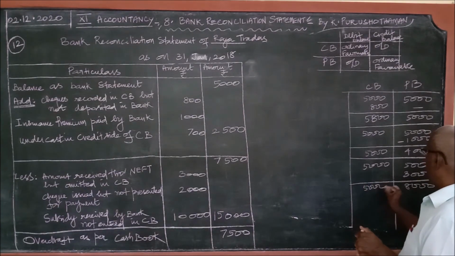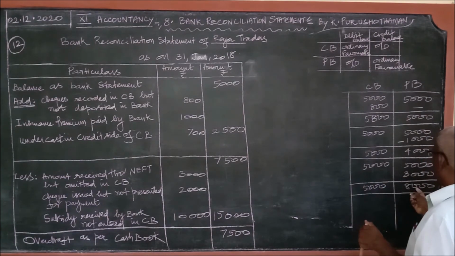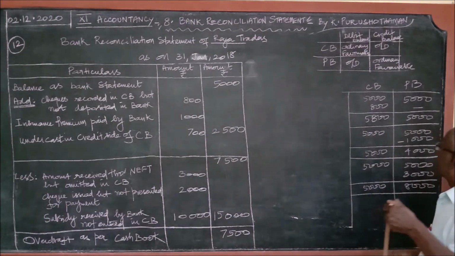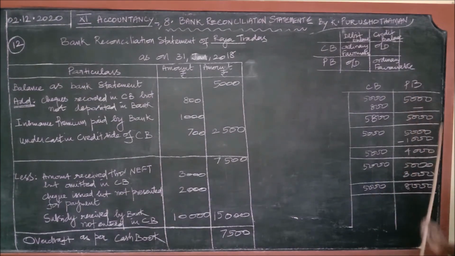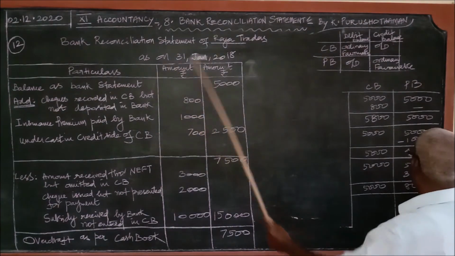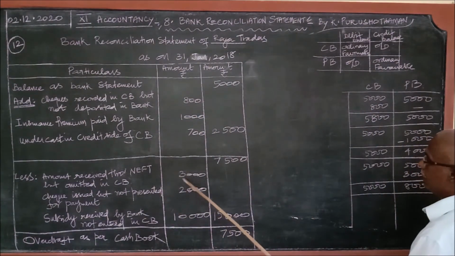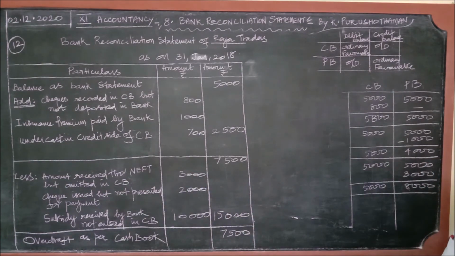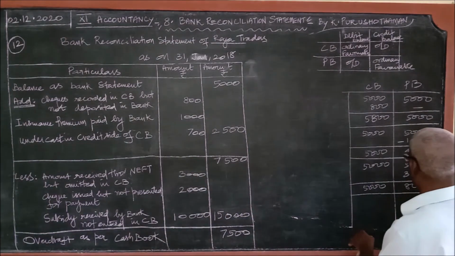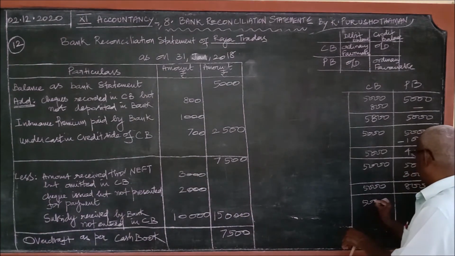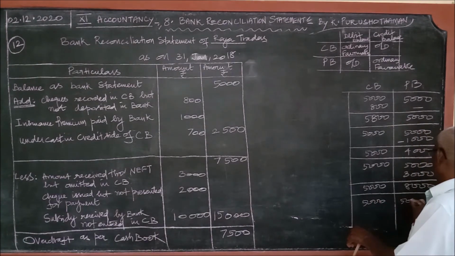But cash bookல what happens? It is lesser. To equalize these two balances, what must be done in the passbook? ஏன்னா passbookல இருந்து ஸ்டார்ட் பண்ணிருக்கோம். அப்போ it should be minus. That is why this 3000 is less. Check issued but not presented. Balance 5000 தான் இருக்கு in both the books.